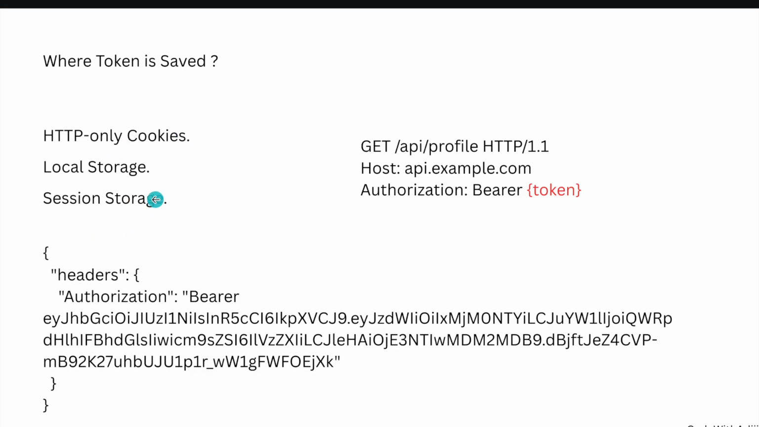You will usually find something like this in an API request. There will be an authorization header, then it will have a value starting with Bearer, then the JWT token. The word Bearer simply means I'm presenting this token as proof that I have already logged in. The server reads the token, verifies it, and decides whether to allow the request.